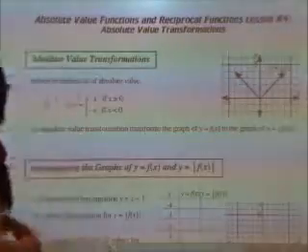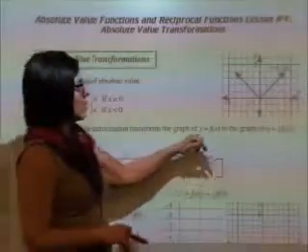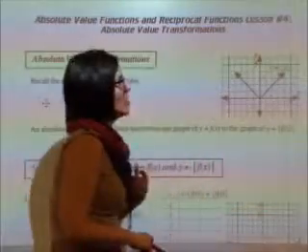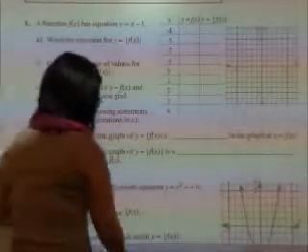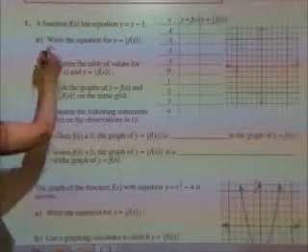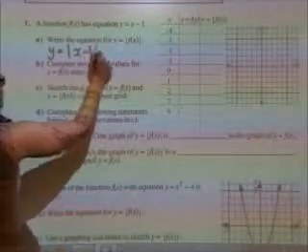That's where this piecewise comes in. So an absolute value transformation transforms the graph of y equals f of x to the graph of y equals the absolute value of f of x. So if we investigate, a function has an equation of y equals x minus 1. If we were to write this equation as the absolute value of f of x, it would be y equals the absolute value of x minus 1.